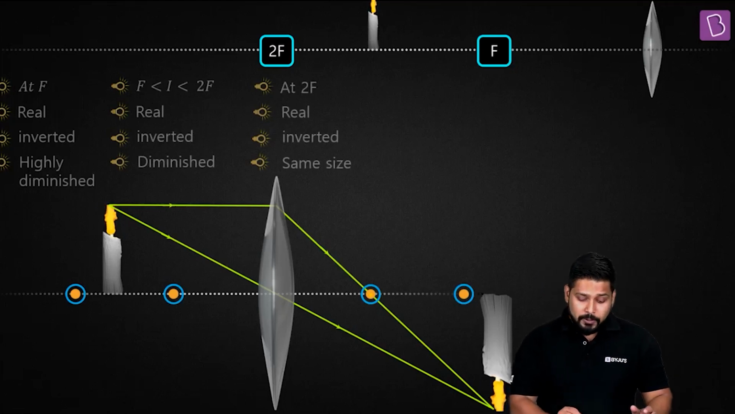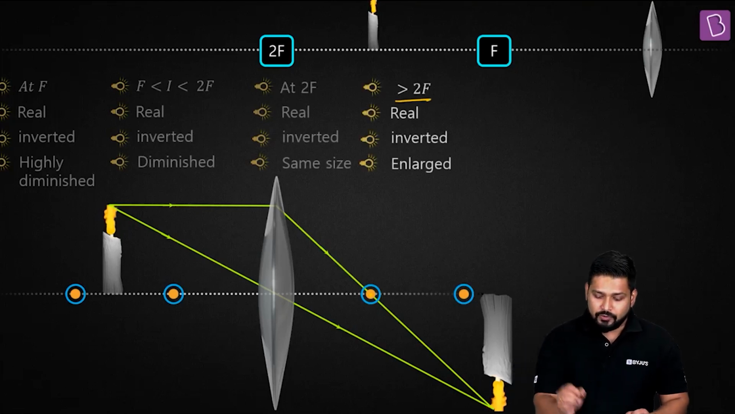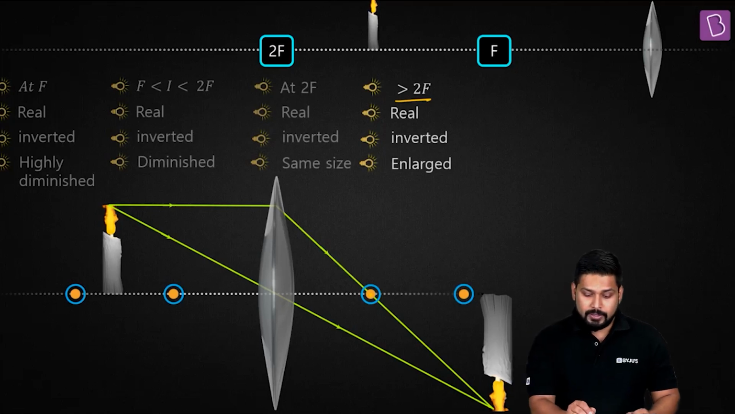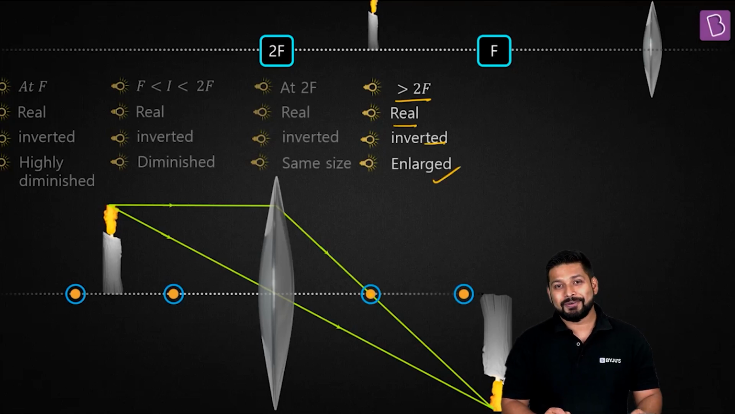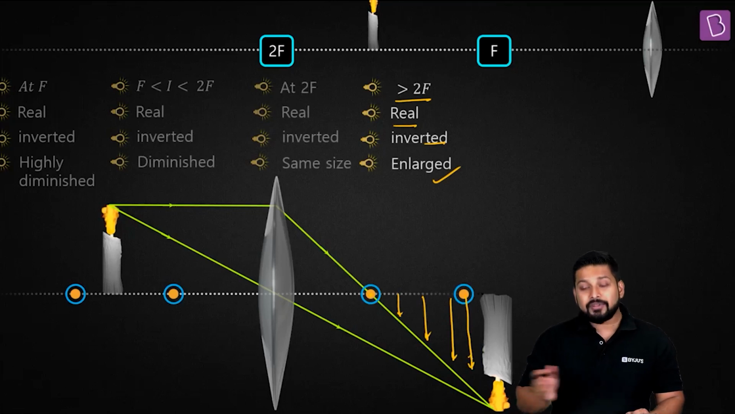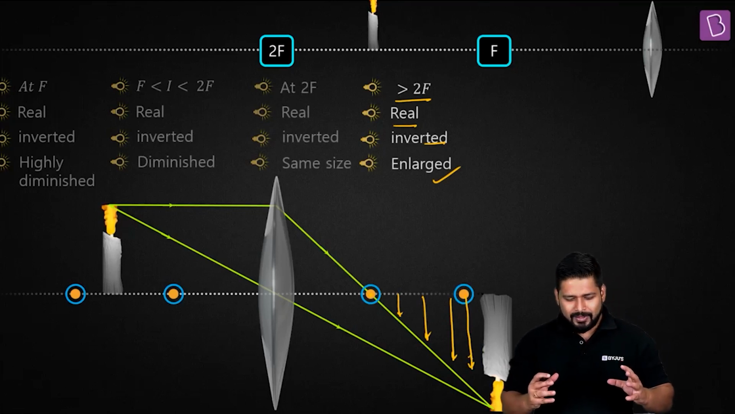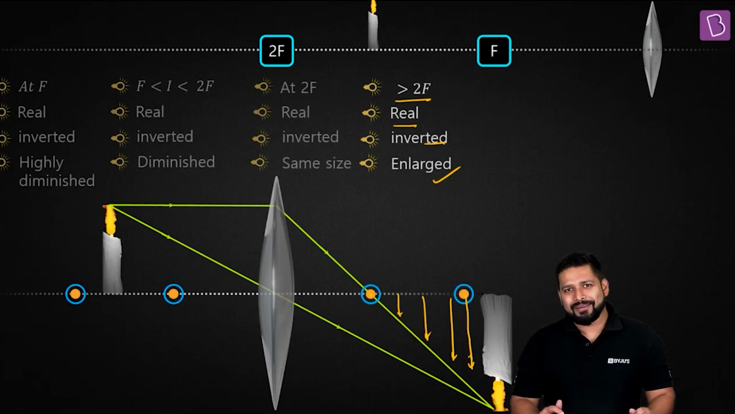And when we go beyond 2f, what do we obtain? The image we are getting is also beyond 2f. It is a real image, it is inverted and it is enlarged. So the size, as you see, goes on increasing, right? At this point, you're getting exactly the same size, and after that, it goes on increasing. So this is something that you need to take away from ray diagrams.